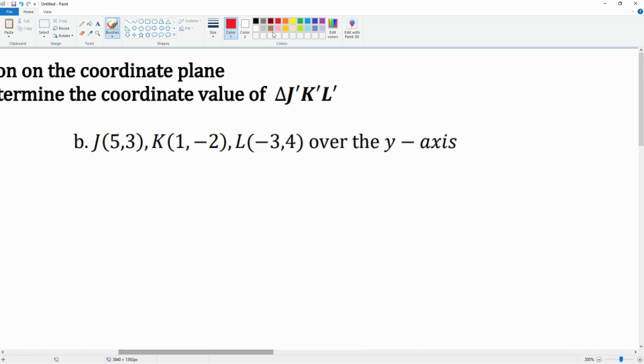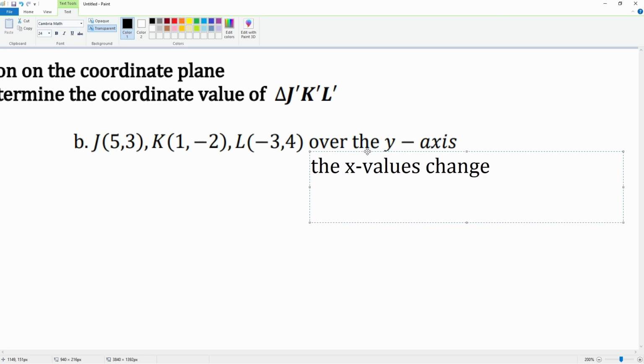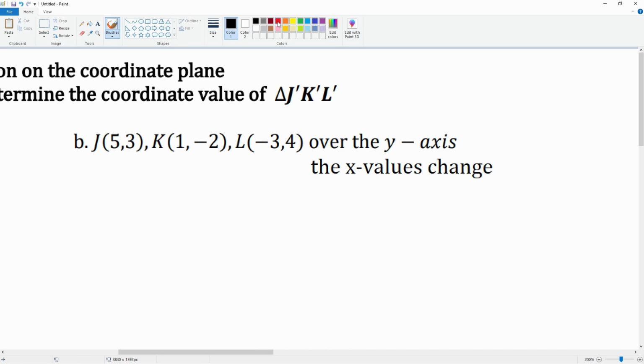B, when you reflect it over the y-axis, the x value changes. Okay? So once we know that rule, we can now just apply it here. So J prime was originally 5, comma 3. So J prime is now going to be negative 5, comma 3. Notice the x value changes.